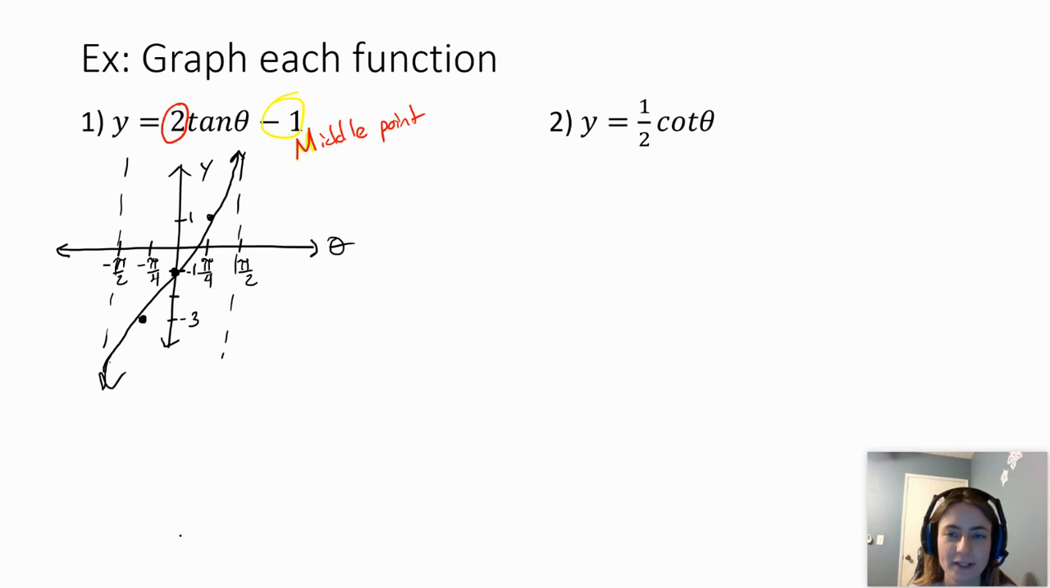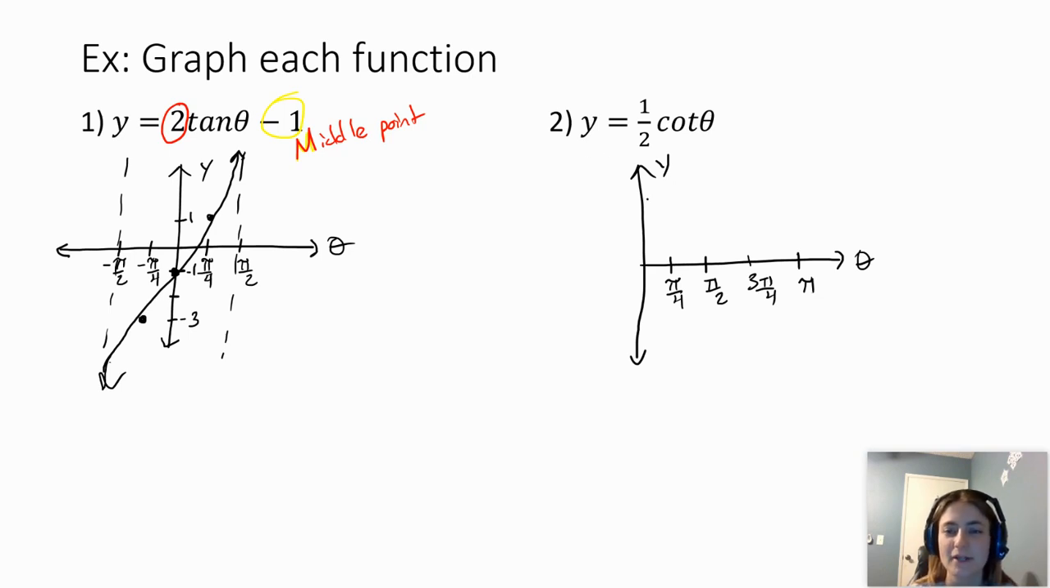Okay, cool. Now we're looking at number 2. We're going to graph the cotangent function. Y equals 1/2 cotangent of theta. So for cotangent, the points that we like to look at are in between 0 and pi. So pi over 4, pi over 2, 3 pi over 4, and pi.